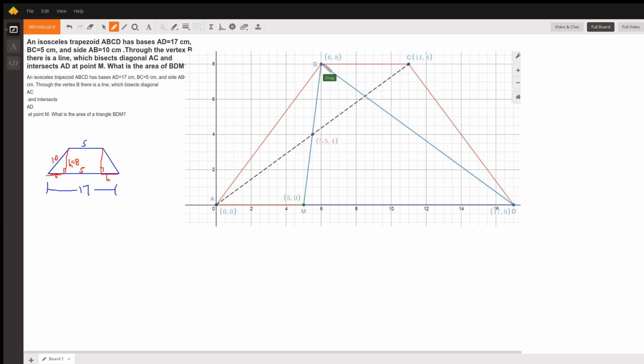And now if we could find the equation of the line through 6, 8, and that point, I'll call it K, then I could find the point of intersection with that line along with the x-axis. And once I find those coordinates, I'll end up finding out that this distance is 5. That means that this distance right here, MD, is 12.